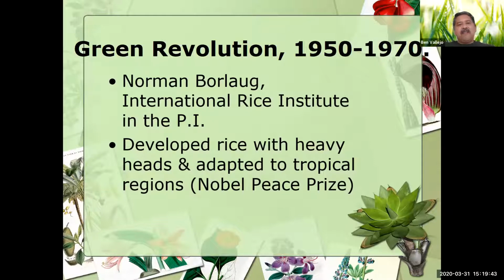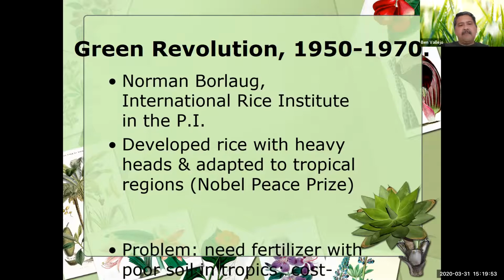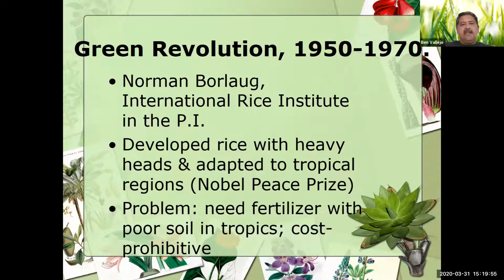Borlaug and his team developed rice with heavy heads and adapted to tropical regions. So they actually gave him the Nobel Peace Prize for heading up the group that developed that. In third world countries, you have issues that you need fertilizer because the soil in the tropics is notoriously nutrient poor.